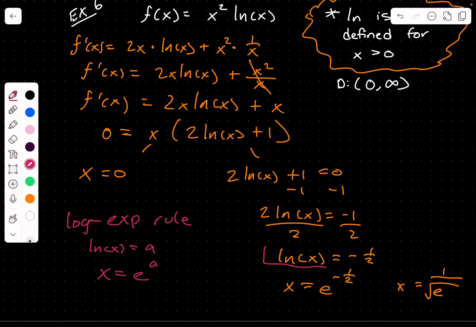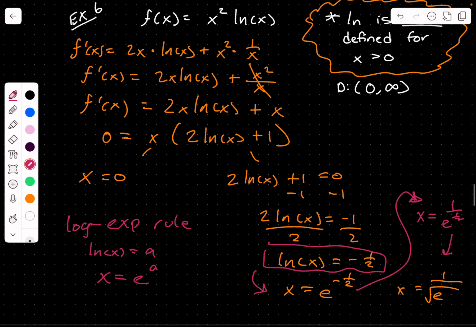What we did just now, we put this into the log and exponential rule form, and we got this. After we got this, all we did was take x equals e to the negative 1/2 and put it in the denominator so that it wouldn't be a negative exponent. Then because we have 1 over e to the power of 1/2, that's equivalent to putting it into radical form. So then we're left with this: x equals 1 over the square root of e.